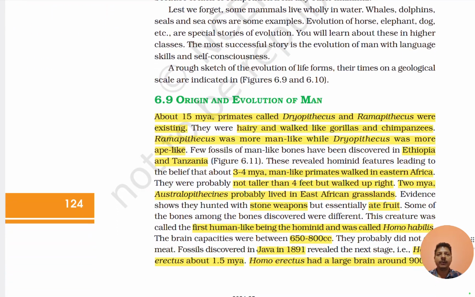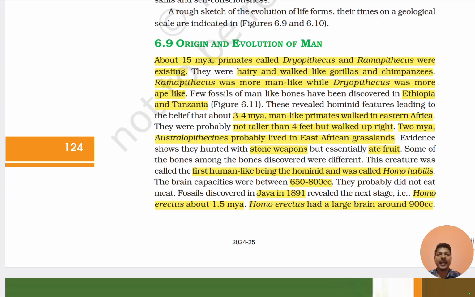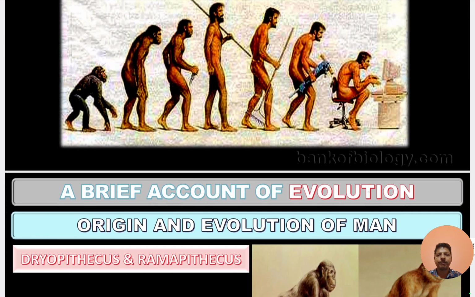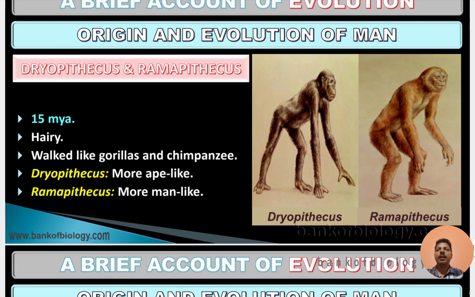And then, origin and evolution of man. Let's see what the PDF says. First of all, Dryopithecus and Ramapithecus, 15 million years ago. These are found hairy, walk like gorillas and chimpanzees. Dryopithecus is more ape-like, as you can see, and Ramapithecus is more man-like.